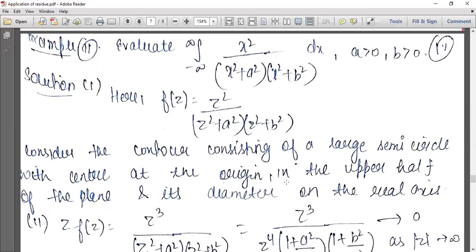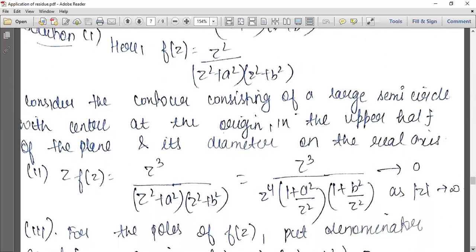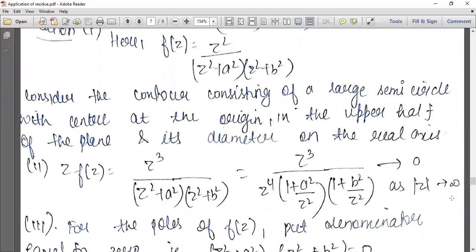You have to write all these things. You have to write what the contour is. You have to write that this thing approaches zero. You have to write what the poles are. You have to write that these points lie outside the contour, which is why you will calculate the residues only at those points which lie inside the contour. Then you have to show the residue calculation. Then in the end you have to write that this integral is 2 pi i into the sum of residues using the Cauchy residue theorem. All these things you have to write down. So now f of z will be this, and this will approach 0 as z tends to infinity.